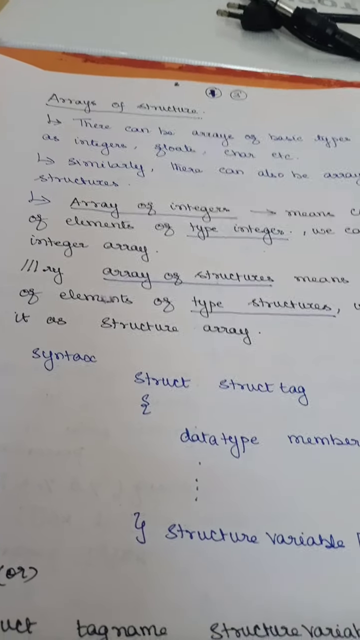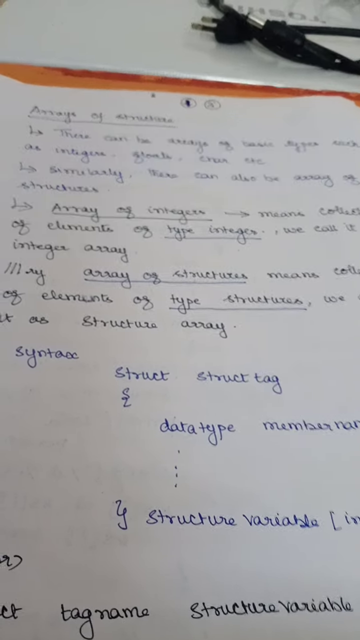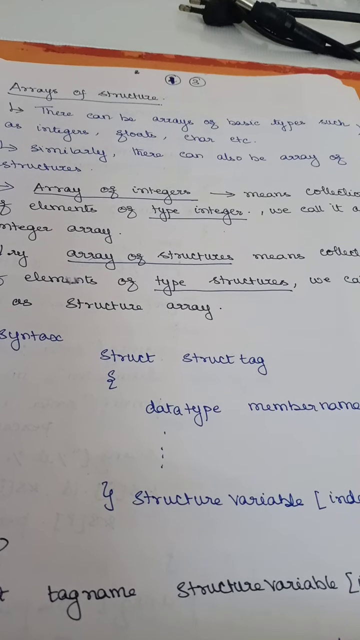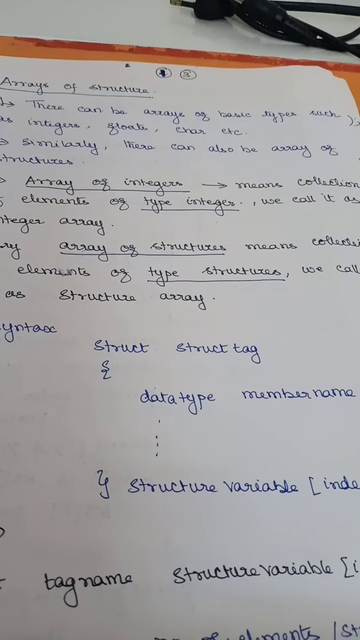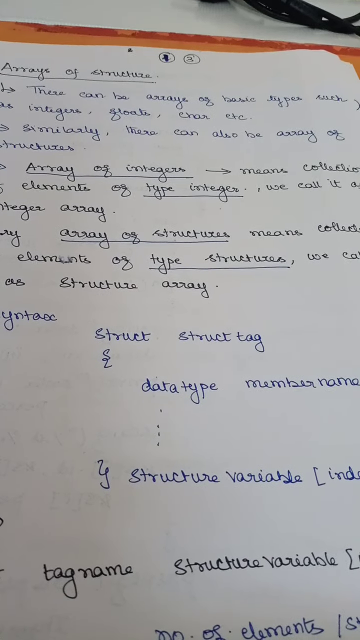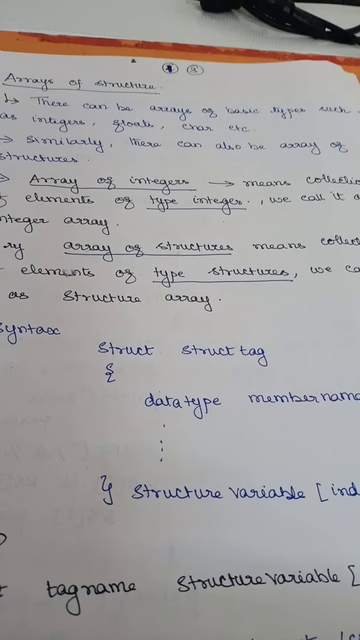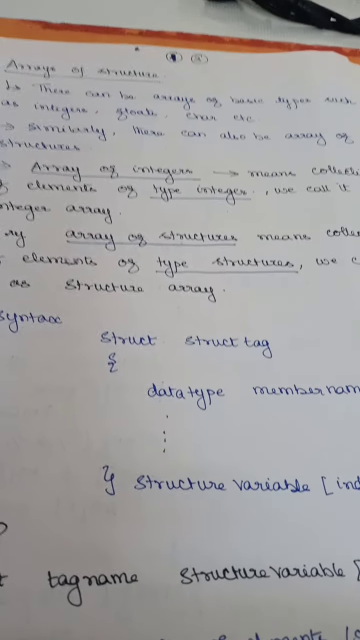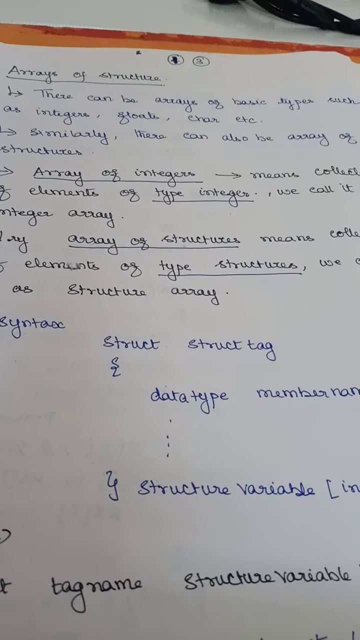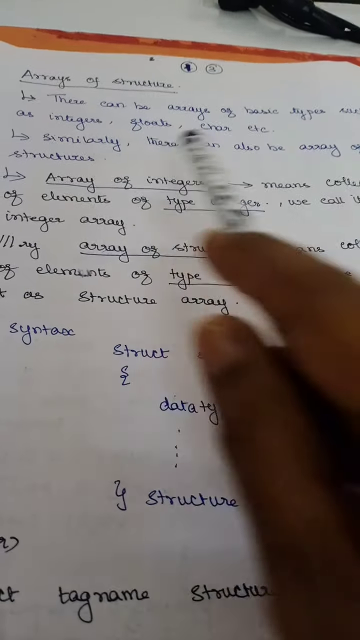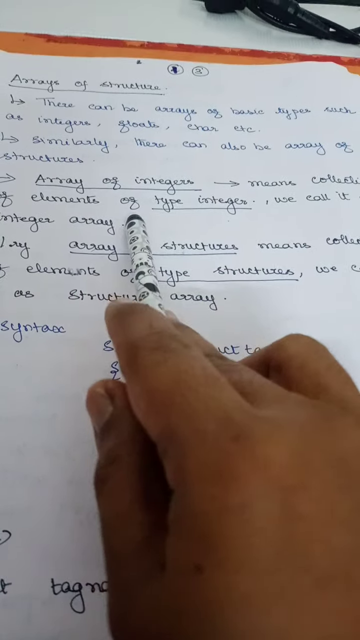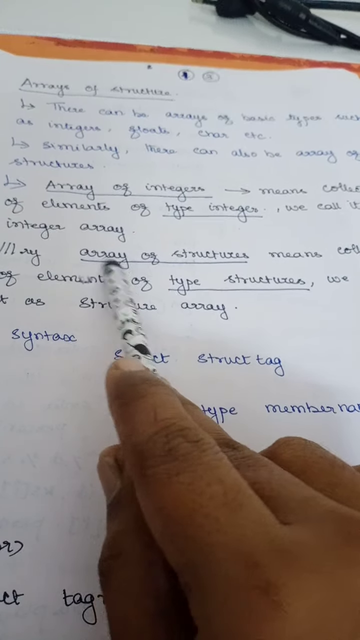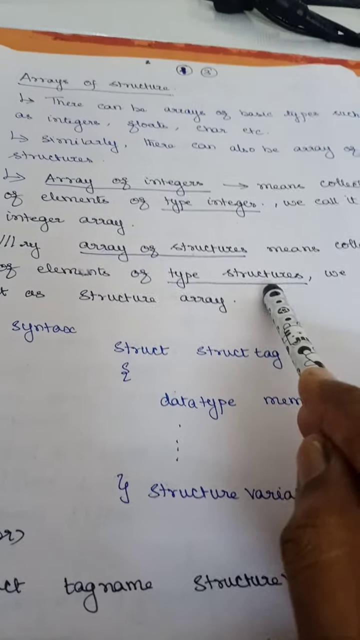Next we'll move on to array of structures. Right? So what do you mean by array of structures? There can be arrays of basic types, such as you already know, int a[10]. That means it is going to be an integer array of size 10. So here also I can have an array of structures. Array of integers means each element is of type integer. Array of structures means that in that array, all the elements are going to be of type structure.